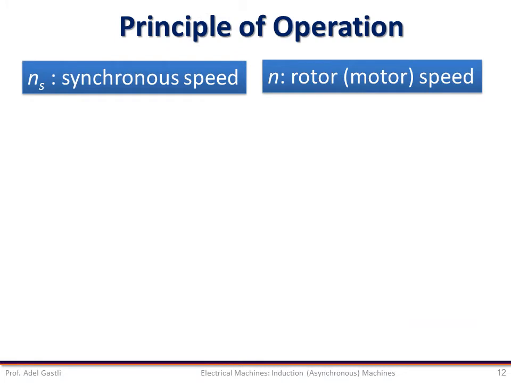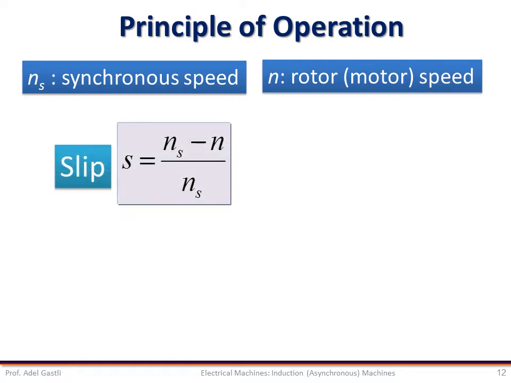Going back to the difference between the rotor speed and the synchronous speed, the rotor will eventually reach a steady state speed n that is less than the synchronous speed ns. The difference between the two is called the slip and is defined as shown in this equation. So the slip is a ratio without a unit that is calculated as the difference between the synchronous speed and the rotor speed over the synchronous speed.